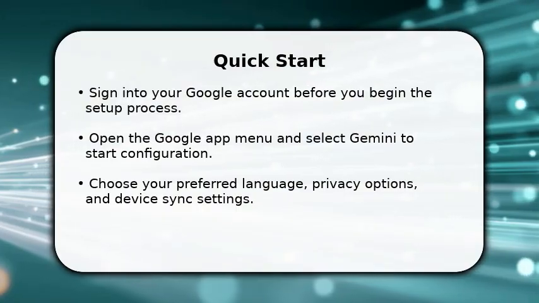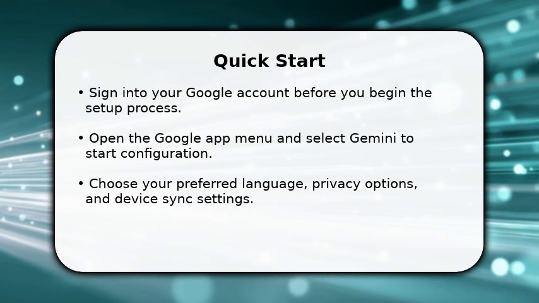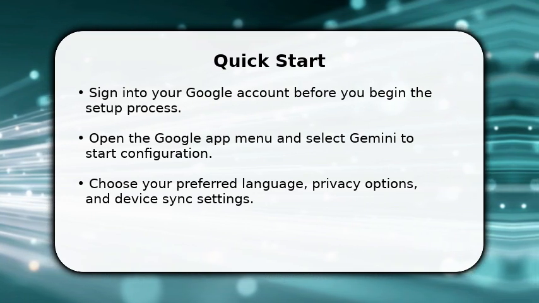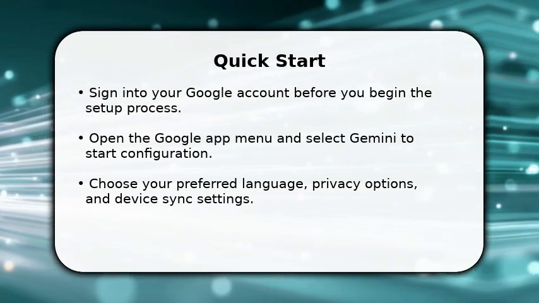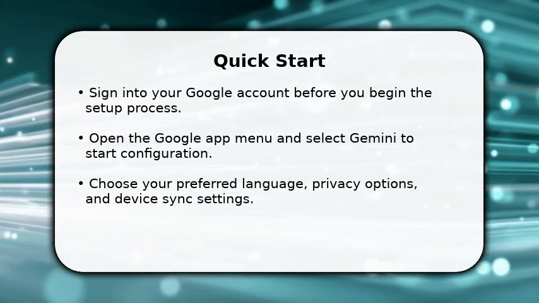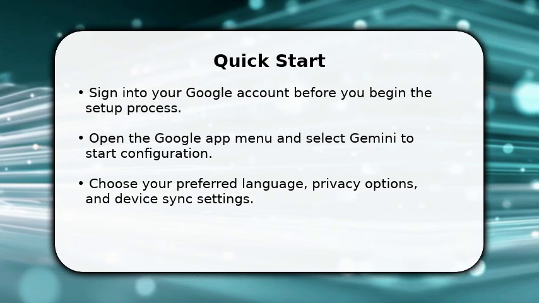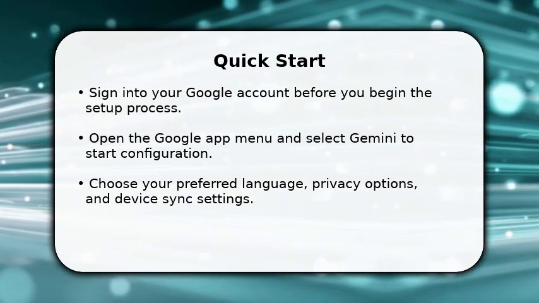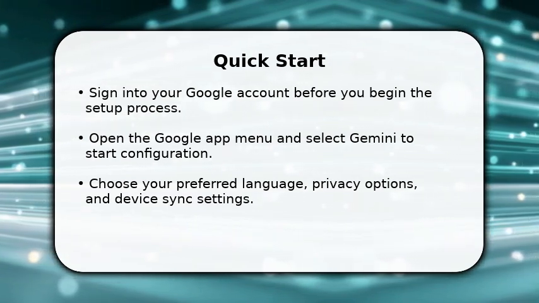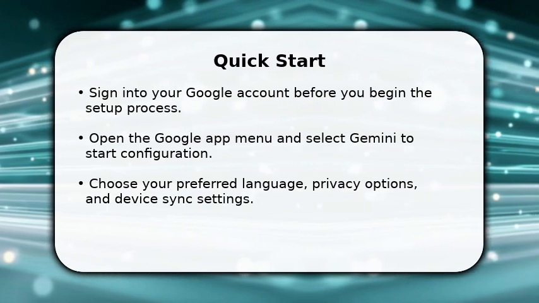In this video, I will show how to set up Google Gemini, easy method. Start by signing into your Google account, then open the Gemini page from the Google app menu. Follow prompts to choose language, privacy settings, and device preferences. Enable sync for cross-device access and decide what data to share. I will explain each toggle, give quick tips to improve results, and show simple troubleshooting steps you can use right away.